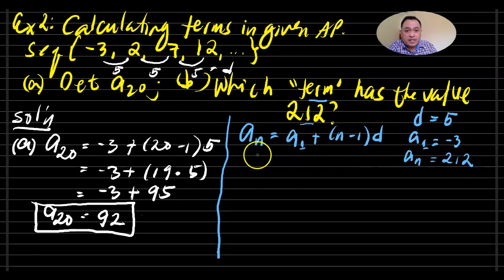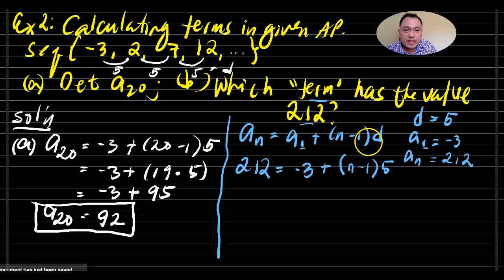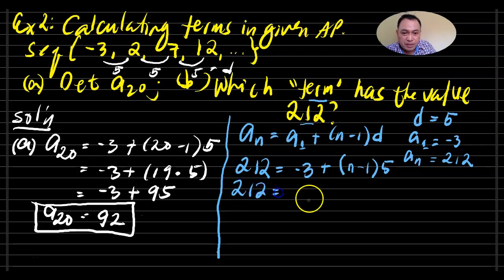So let's just plug in everything in here. So 212 is equal to negative 3 plus (n minus 1) multiplied by 5. What is our n? Do we know the n? No. So in that case, what we're going to be doing is continue with this: 212 is equal to negative 3 plus 5n minus 5.